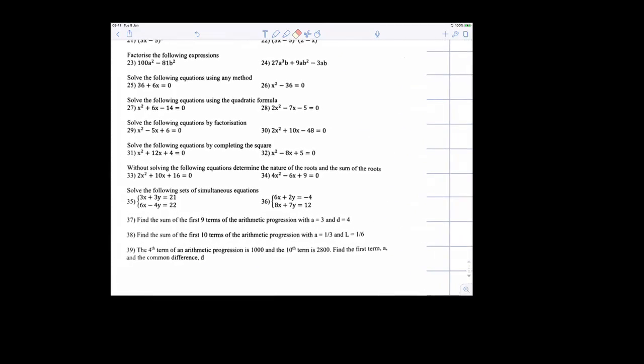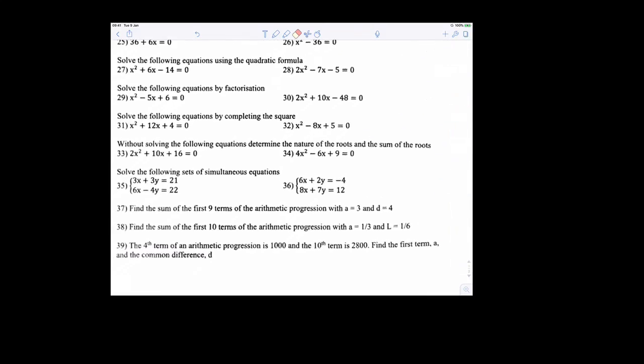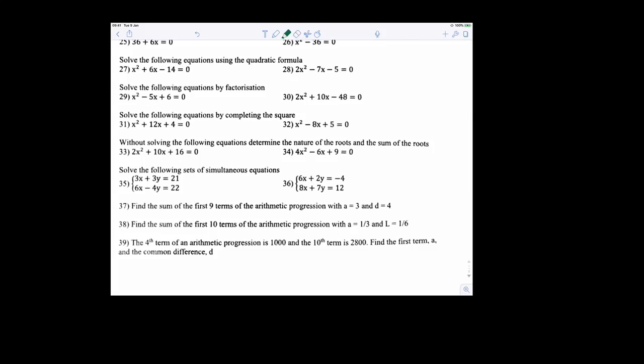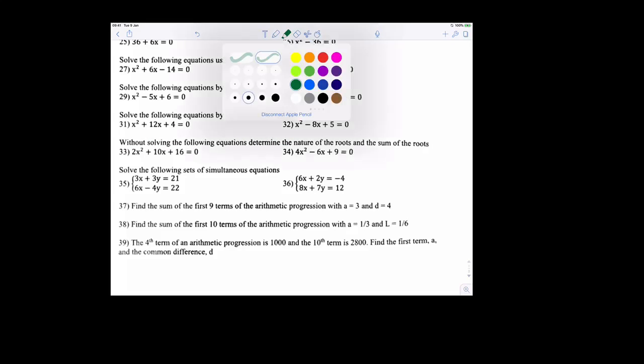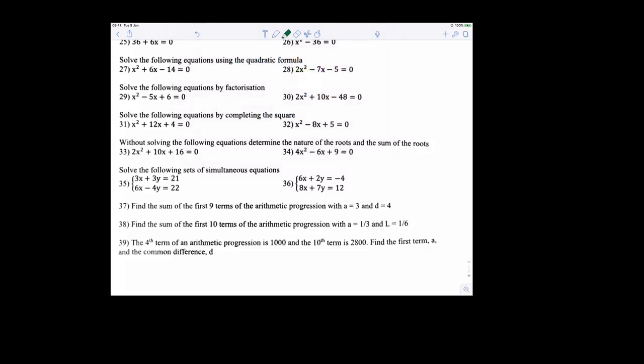Okay, let's do a few questions. So the first one is this. It says, without solving the following equations, make that smaller, make it that big. Without solving the following equations, determine the nature of the roots and the sum of the roots.